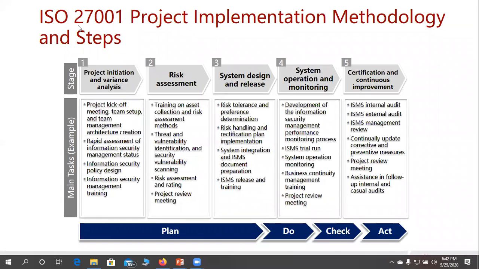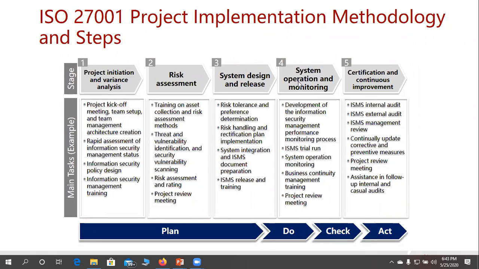So this is the ISO 27001 project information methodology and steps. Okay, so this is step 1. So step 1 is in plan. Remember the plan, do, check, and act. Okay, so this is where you kick off the project with a meeting, you set up the team, what should be in the security, and so on. Risk assessment, okay, training on asset collection and risk assessment methods. It's done here in planning. System design and release in planning.